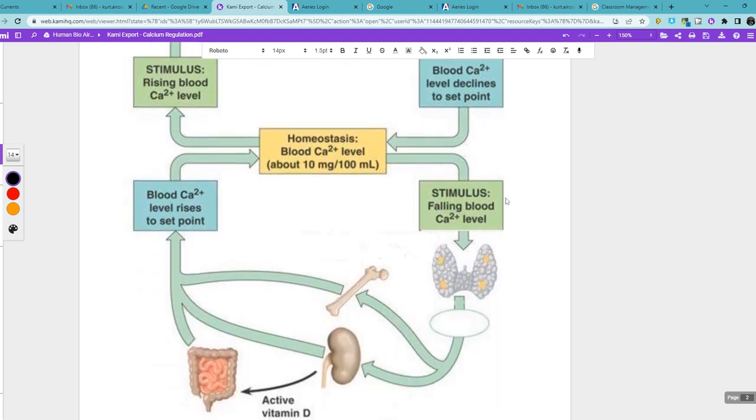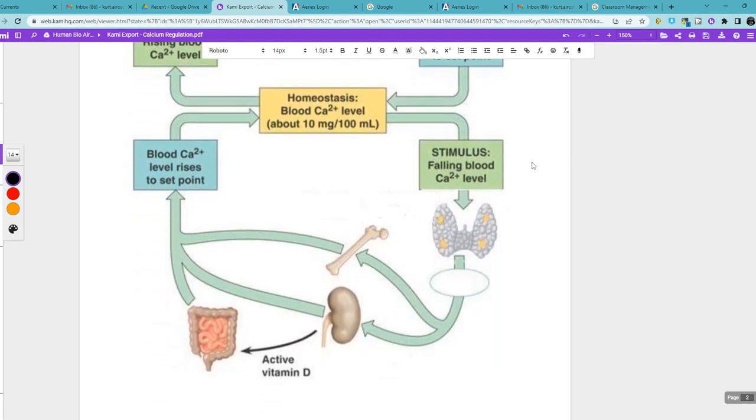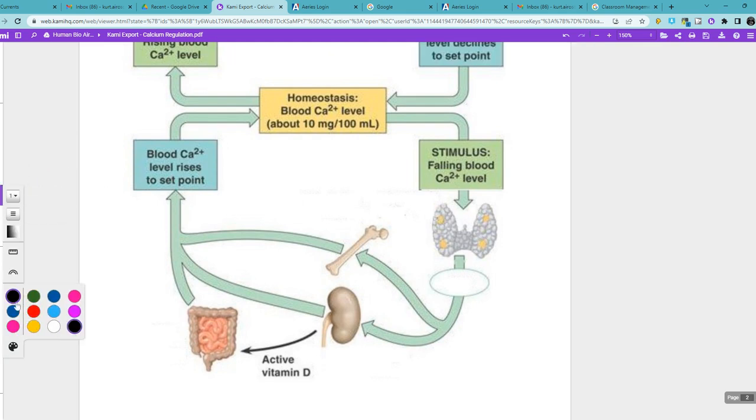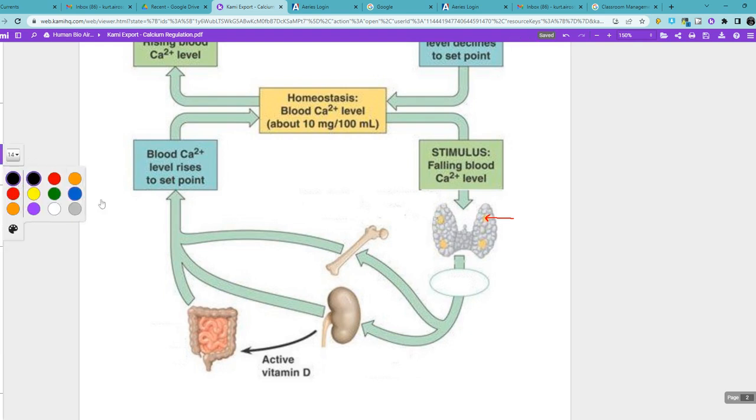All right, now let's go the opposite way. Now let's go if blood calcium levels start to fall in the blood. This is the thyroid gland again, the posterior view looking from the back. And you can see there are these little yellow things right there. Those are called the parathyroid glands. And when they detect low levels of blood calcium, they're going to secrete their own hormone.